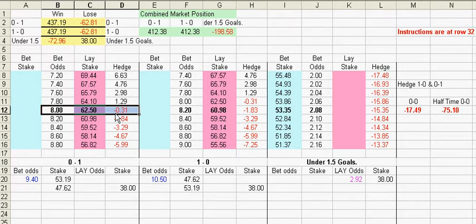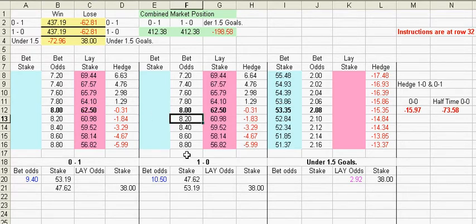Now that is the same in both scores. You'll find this works out the same on both scores. So if the other team scored, it would be exactly the same. We'd lose 31 pence if the odds drop down to 8 and win £1.29 if the odds drop down to 7.8. So that's a good way of seeing how far you need your odds to drop down.